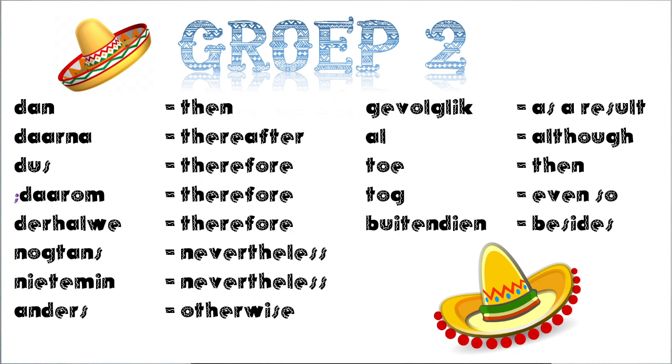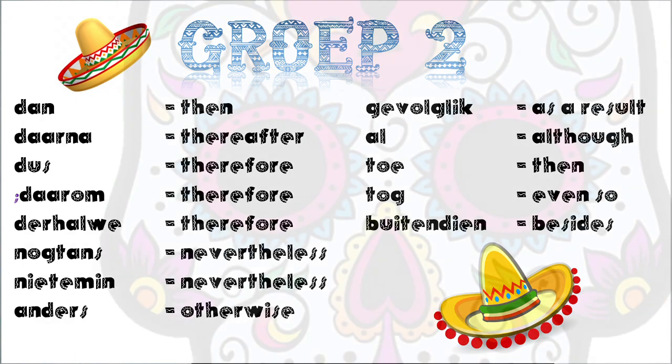As you can see on the slide, the English translations are there. The one key one that you need to remember is daarom. Daarom always has a semicolon in front of it. Daarom het altyd 'n komma punt voor die voegwoord. It's maklik om te onthou.